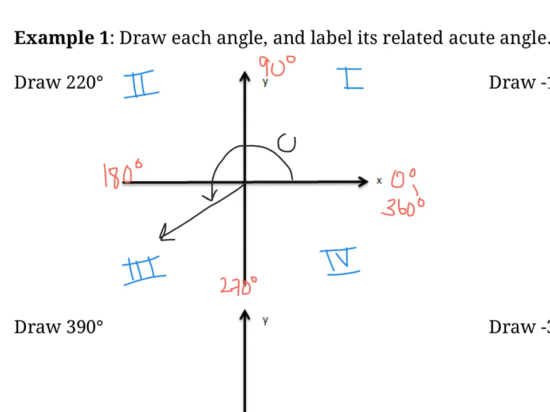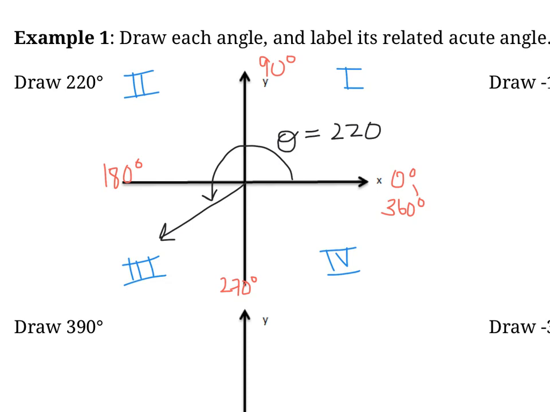So this is our principal angle. It's a principal angle because it's between 0 and 360 and it's starting in standard position, so starting right over here. So there's our principal angle, which is 220 degrees. So we're halfway there. The next question said, or the second part said, what is the related acute angle?